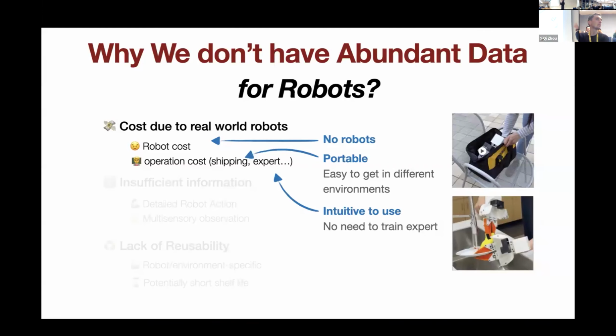So just to quickly recap for this UMI project, what we addressed is the first bullet point of the challenge. Because we don't need a robot in the loop to teleop, the cost of data collection coming from the robot is much lower. Also, because it's so portable, you can easily take it into different environments, and you don't need to worry about the shipping cost. And because it's just a handheld gripper and very intuitive to use, you can pass it to your friends, and you don't need to train a robot expert to teleop to collect that data. So that is the first challenge, data collection.